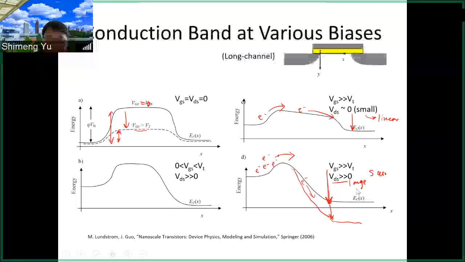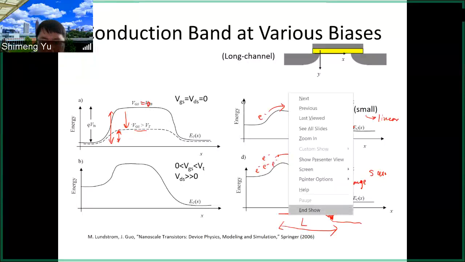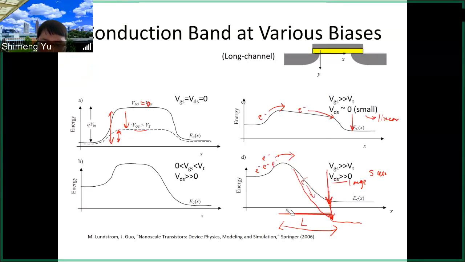This is true for the long channel device. When the drain is far away from the source, this L is large. So here you push down the drain band edge, it will not affect the source barrier because they are far away. So this is for the long channel device.